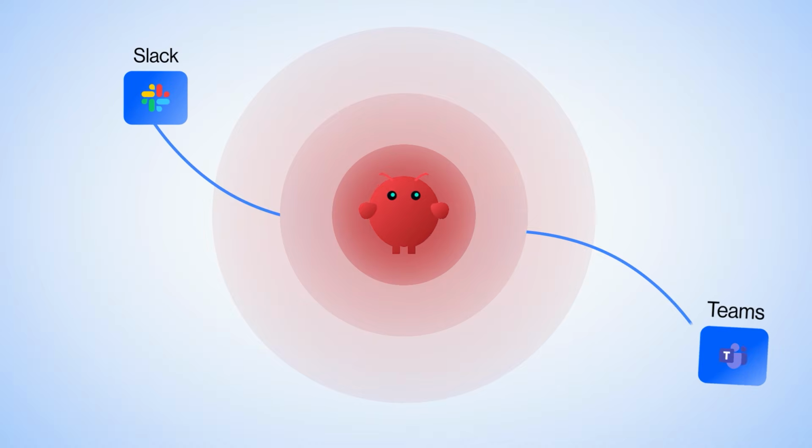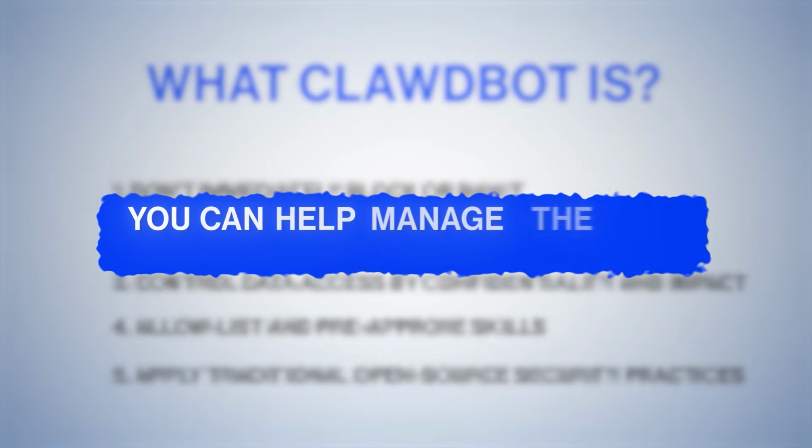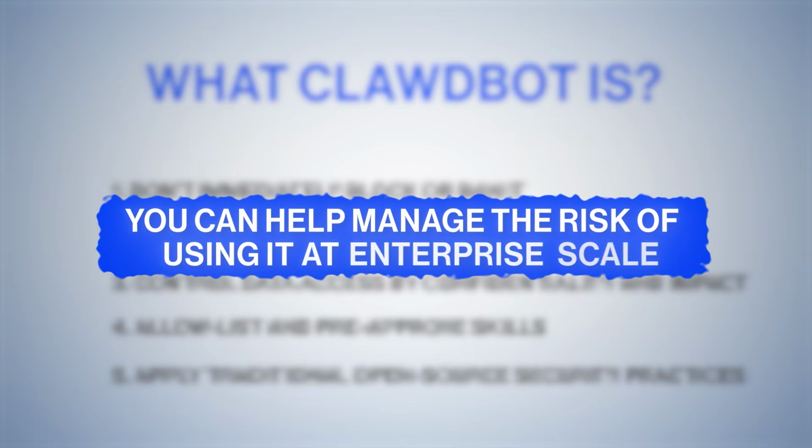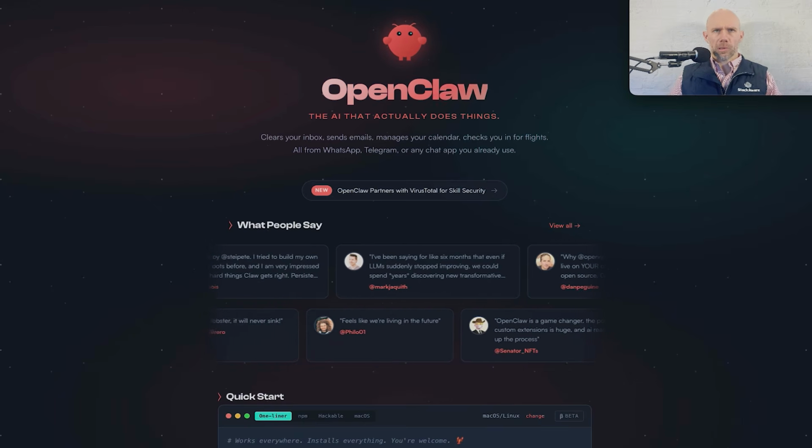And here's the thing, your employees are almost certainly trying to install it in your corporate environment right now, connecting it to Slack, Teams, WhatsApp, potentially even production data and customer communications. So in this video, I'm going to go over what Clawbot is and 5 ways that you can help manage the risk of using it at enterprise scale. Let's get into it.